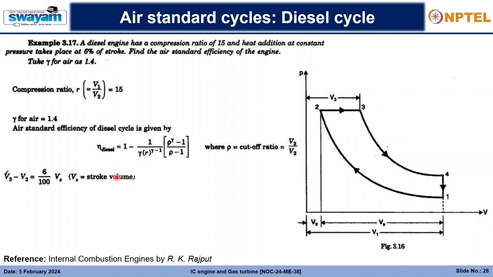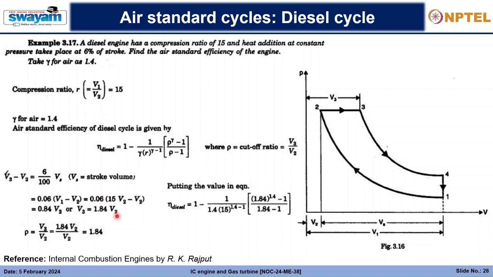So that's why we considered this Vs, and later on we calculate what Vs is, that is V1 minus V2 from this diagram, and finally we get this kind of expression between V3 and V2. Eventually by dividing it we get the cutoff ratio as 1.84, and putting the value in this equation we will finally get the efficiency of the diesel cycle to be 61.2%.